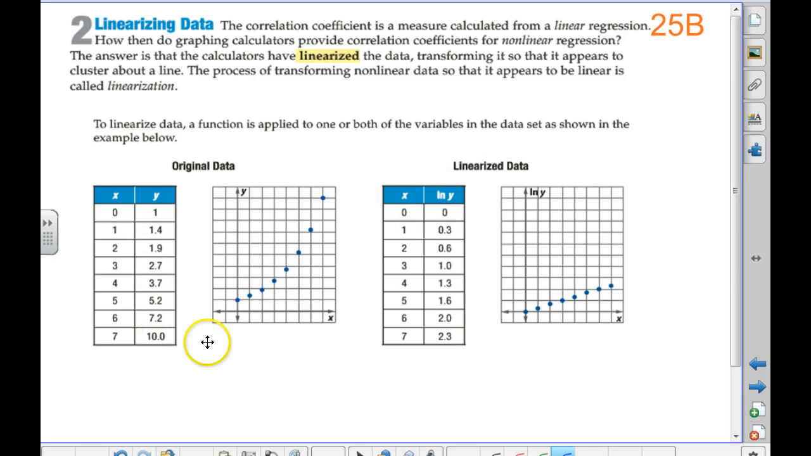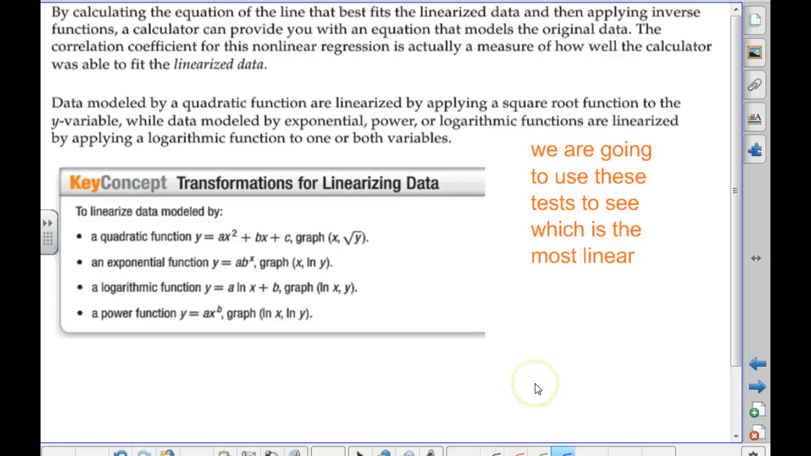So they took the log of all these and made them this, and when they plotted them, it turned out very linear. We are not going to do true linearization, we're just going to do testing to decide which model is the best. All right, so hang with me here a second and it'll make more sense. We're going to use these tests right here. Everybody has this on their paper, right? To see which of these turns out the most linear, and then we're going to use that regression equation.